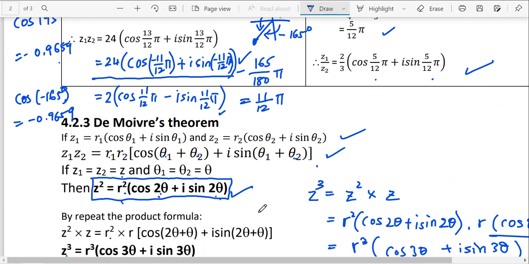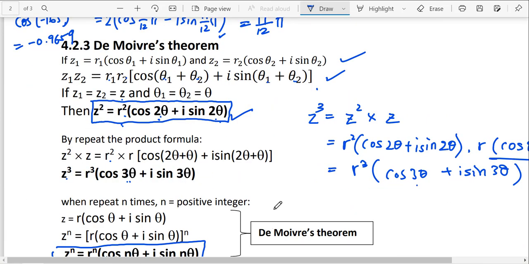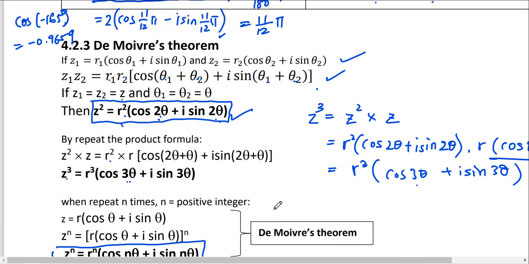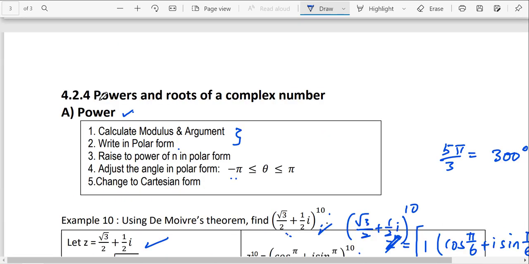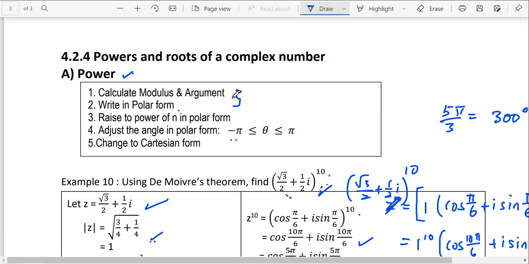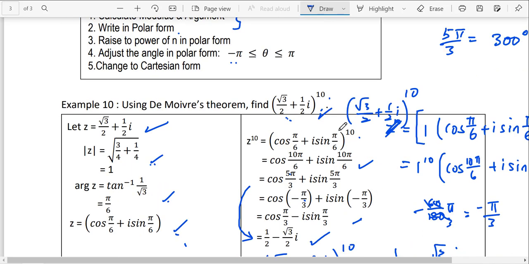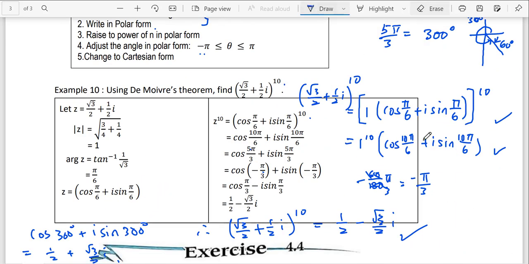So now we will find it very easy if I want to find the complex number raised to a power of integer. We just change to polar form. Then based on polar form, I can easily find the complex number raised to a power of integer. Okay, so this is the formula. Power and roots of complex number. So for power, we have this step. Later we look at it again. Okay, we look at the example first. Use the De Moivre theorem to find the complex number raised to the power of 10.